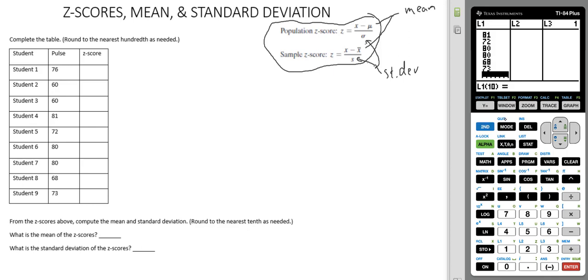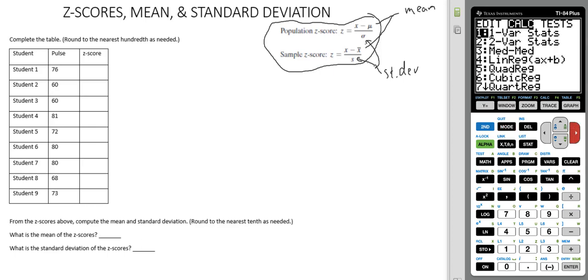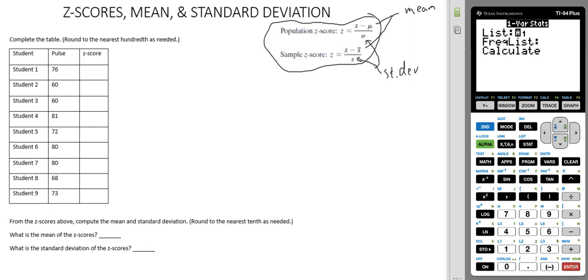We're going to go ahead and quit. Quit is blue, so hit second then mode. And now we're back to our home screen. Then go back to Stat, hit right to go to the Calculate menu, and we're going to use 1-Var Stats, which is one variable statistics. Run it. We are pulling from list 1. Leave your frequency blank, and then go ahead and hit Enter on Calculate.